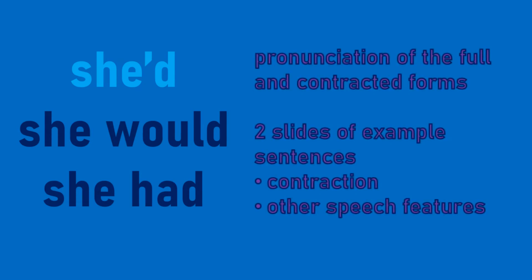So today we're looking at the contraction she'd, which can be a shortening of she would, but it can also be a shortening of she had. So we'll focus in on the pronunciation, but we are also going to think about how you can decide whether it's a shortening of would or had. So we're going to have 2 slides of example sentences, and as well as thinking about our contraction, we will consider when they pop up any additional connected speech features.